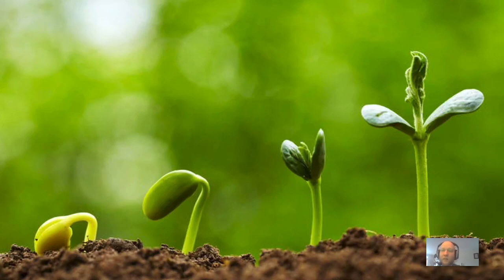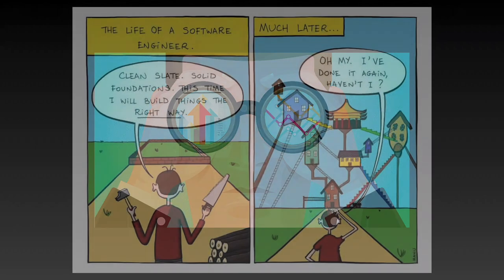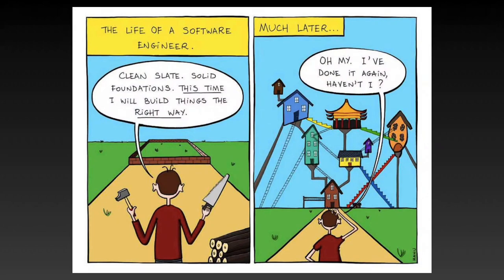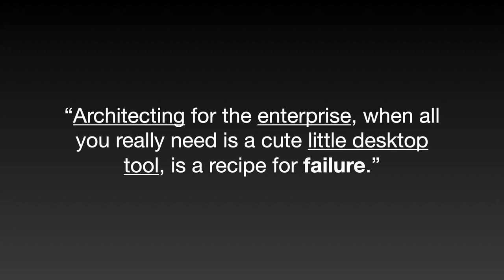And this worked for Bob because he started believing it. To conclude our talk, we'd like to end with the following takeaways. Don't follow trends too early because you enter relatively unknown territory. And it's good to adhere to clean architecture principles, but keep in mind that a lot of the time this leads to over-engineering features or projects. A very smart developer also once said that architecting for the enterprise when all you really need is a cute little desktop tool is a recipe for failure. Who was this developer, you might ask? Well, it was Uncle Bob in his Clean Architecture book.